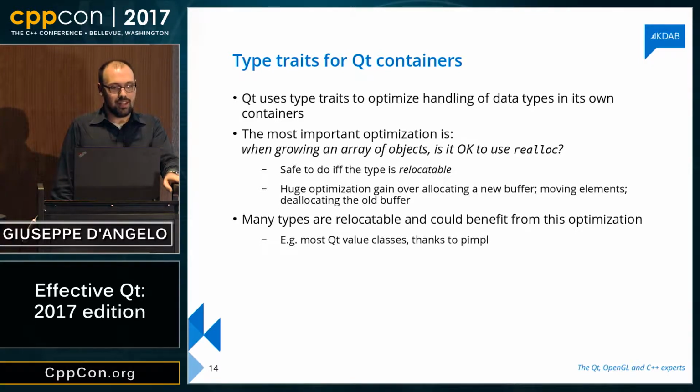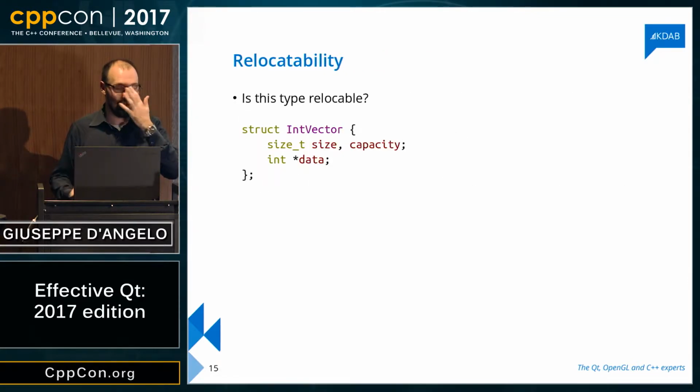However, there is a catch. Is it always safe to use realloc? Well, not always. This is safe to do only if the type is what we call relocatable. What does that mean? Relocatable is not a C++ trait, it's not a C++ definition. Relocatable means you can move this type in memory by using memmove, by using memcpy, without breaking instances of that type. And it turns out that many data types, especially all Qt value classes, so most of them, benefit from such an optimization because they are movable, they are relocatable in memory, and therefore you could just grow arrays of them by using realloc.